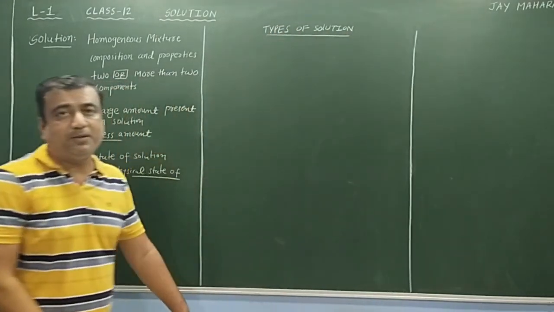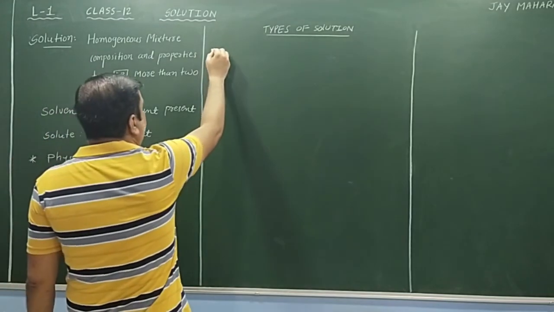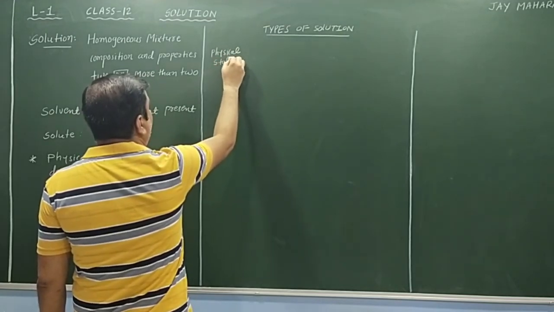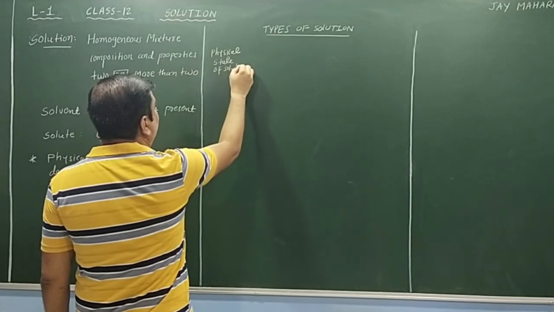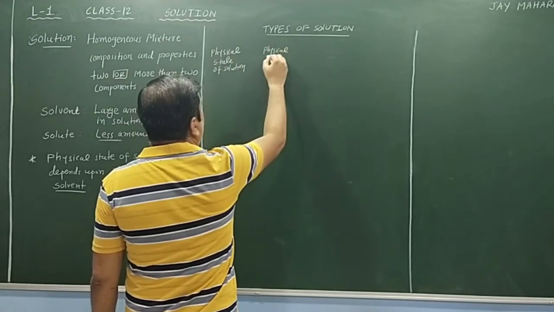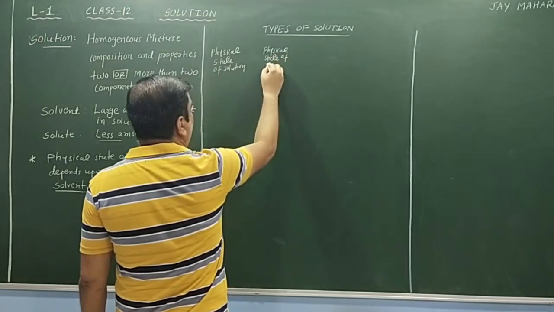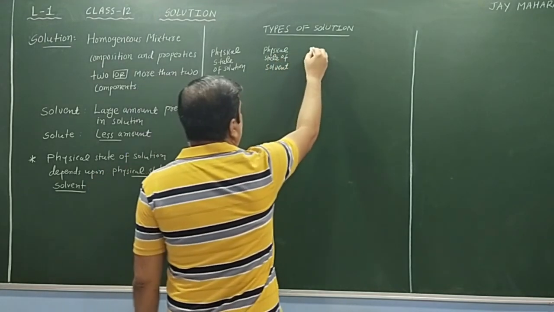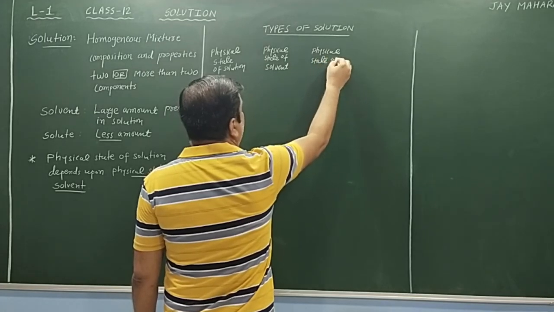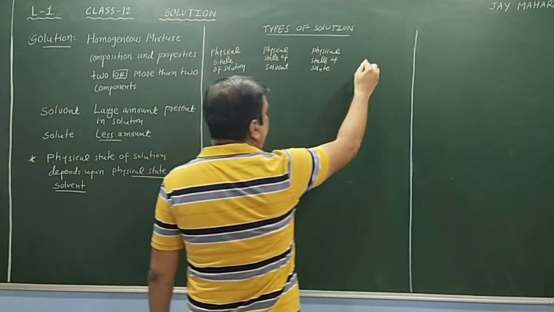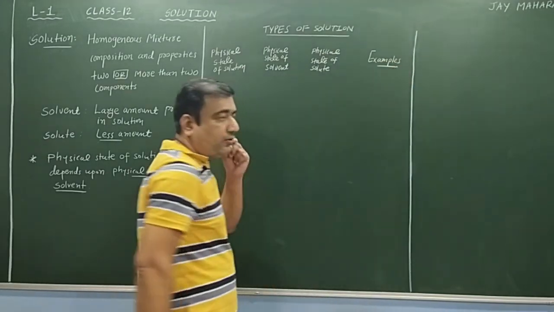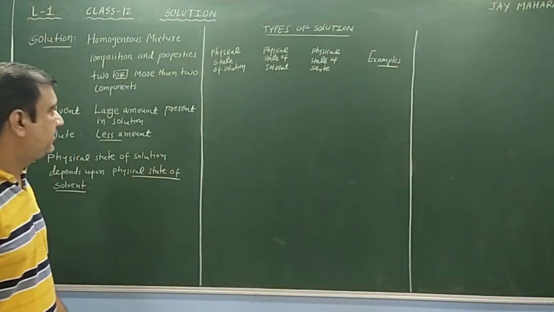Types of solution based on physical state. That means the physical state of solution, again the physical state of solvent, the physical state of solute, and finally, examples of such types of solution. Now, physical state of solution, that means three types.